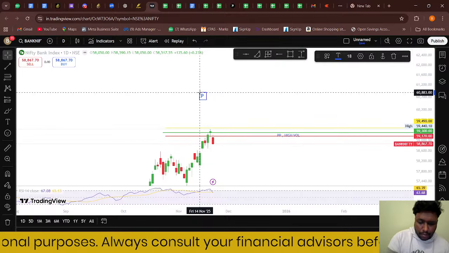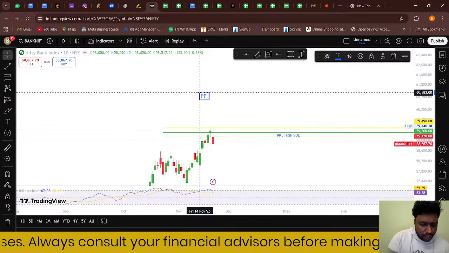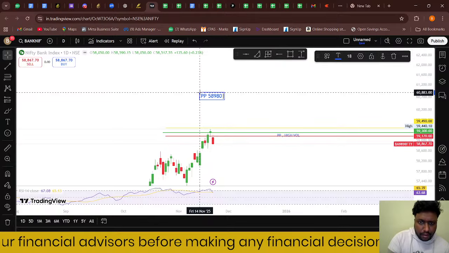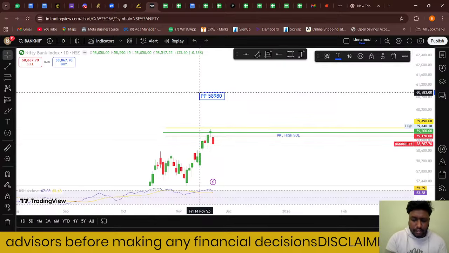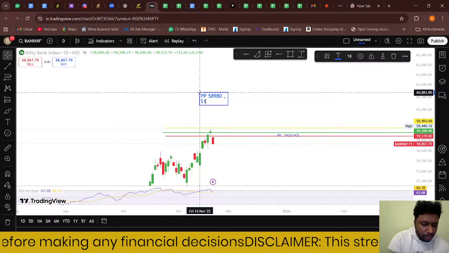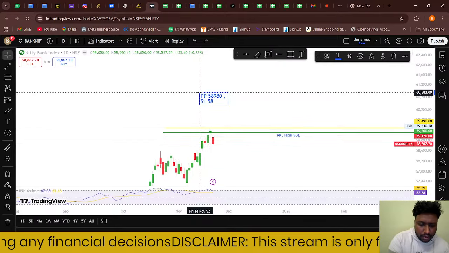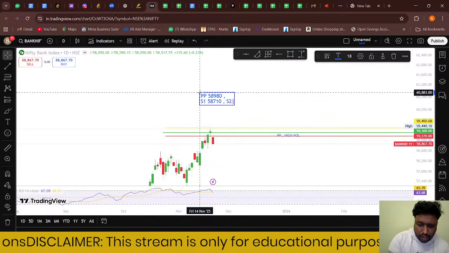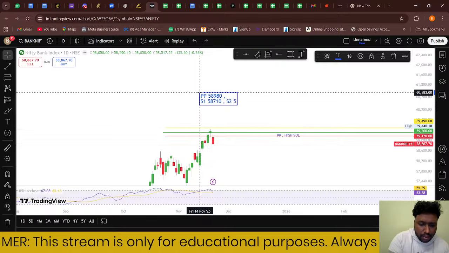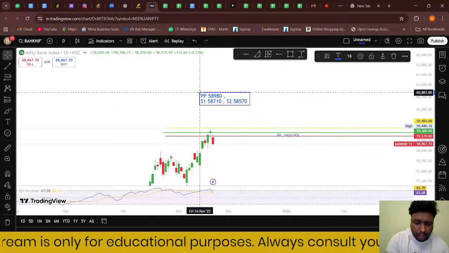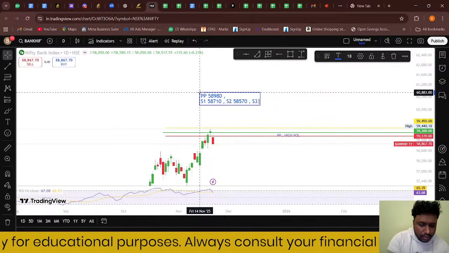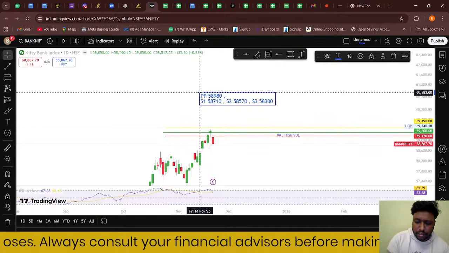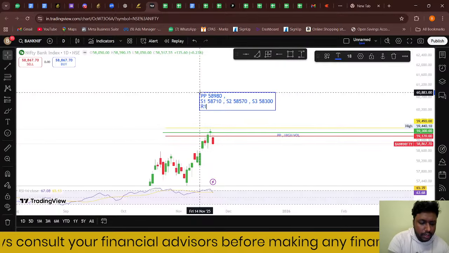So Bank Nifty pivot point lies at 58,980. With respect to this, if we plot, support 1 lies at 58,710, support 2 lies at 58,570, and support 3 lies at 58,300. So these are the three support zones.